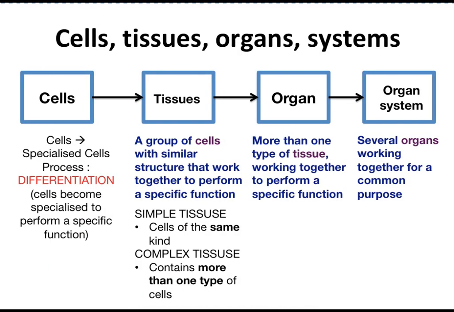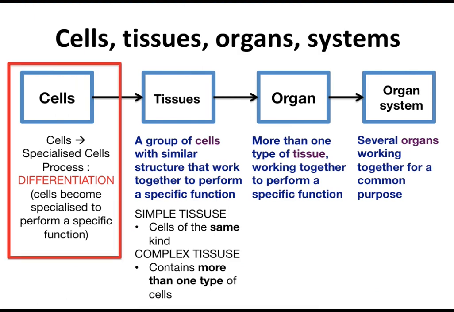Next, we'll dive into the differences between cells, tissues, organs, and systems. First, cells. New cells are produced through a process called cell division. These new cells may develop a specific function or lose certain structures to enable them to carry out a specific function. This process is also known as differentiation, where cells become specialized to perform a specific function.